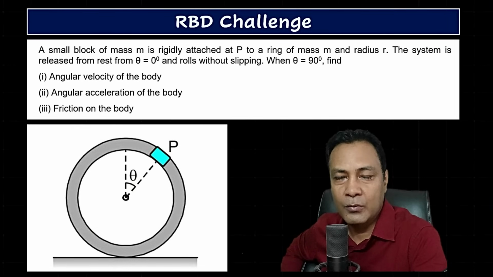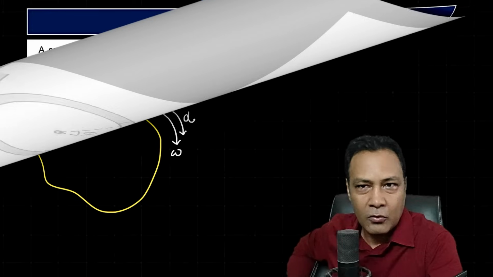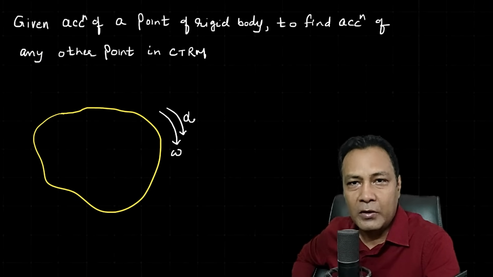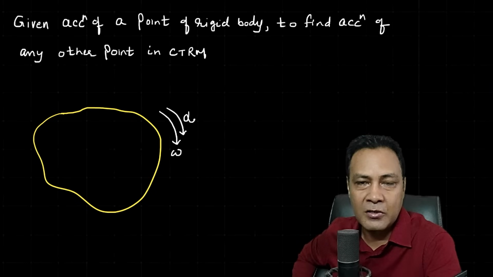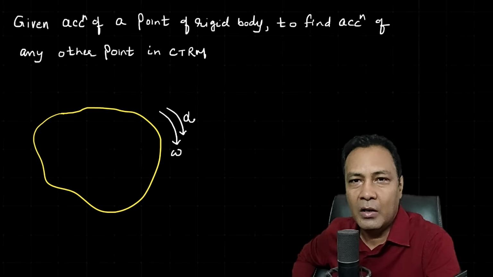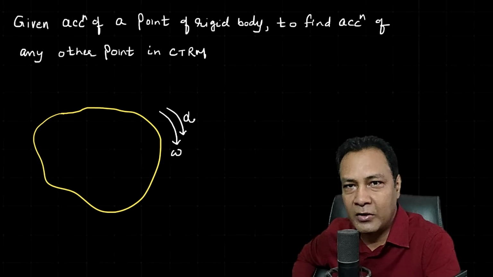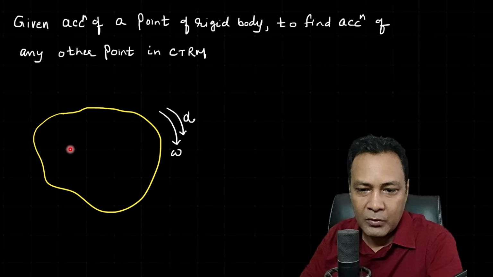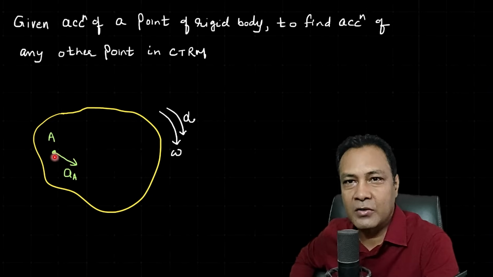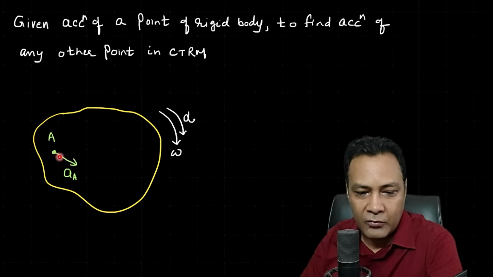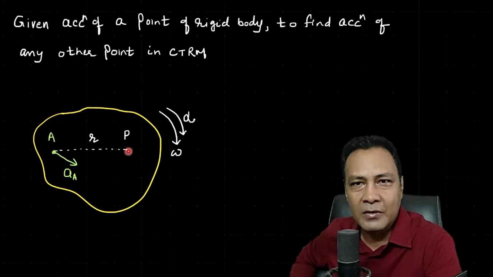So let's go into some conceptual part before we go and solve this problem. The first thing we need to learn: suppose we are given a rigid body and we are given its angular acceleration, angular velocity, and acceleration of any point, say A, and we have to find the acceleration of any other point. So this is a body performing CTRM and A is a point of this body whose acceleration is A_A vector, and we have to find the acceleration of any other point, say P, which is at a distance r from A.